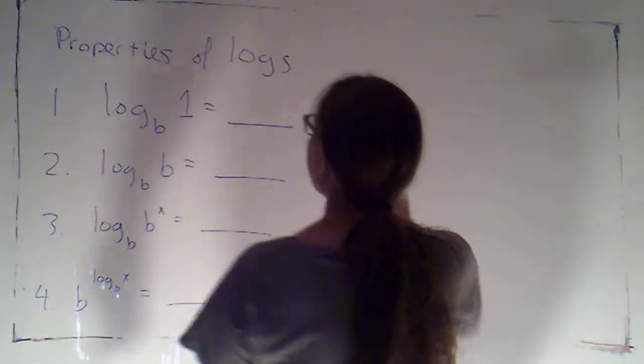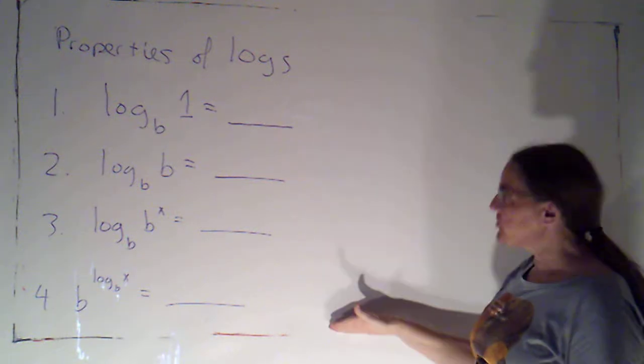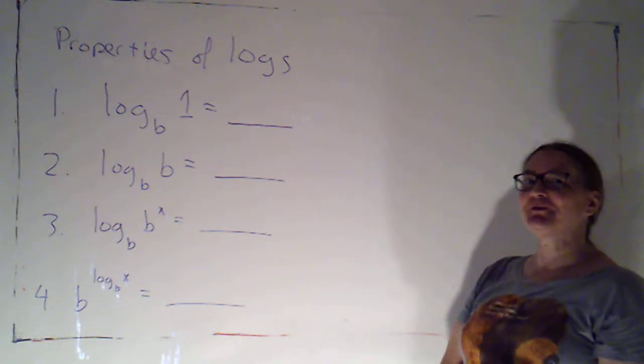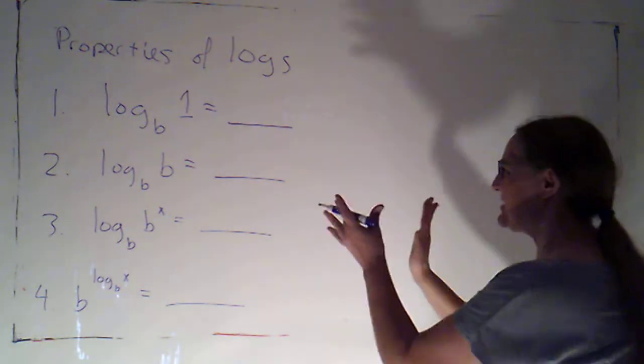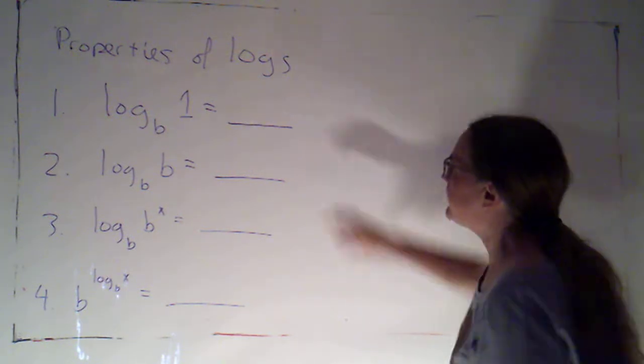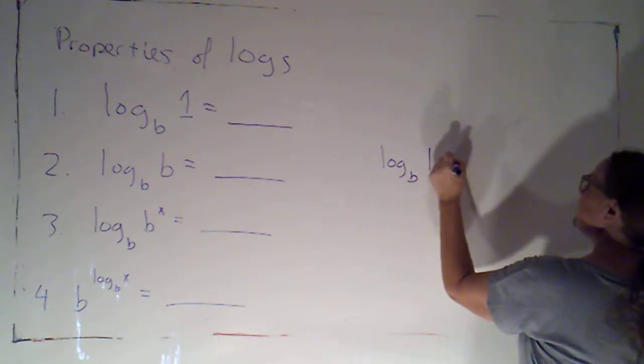Right, the next thing I want to talk about is some basic properties of logs. Now these are given in your text and they're given with the answers, but we actually have the tools to figure these out. So I want to see if we can figure each one of these out. The first one says the log base b of 1 is equal to what?